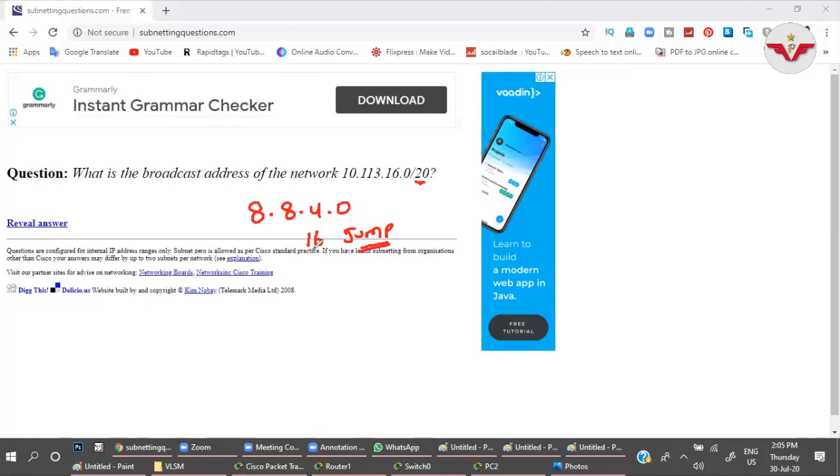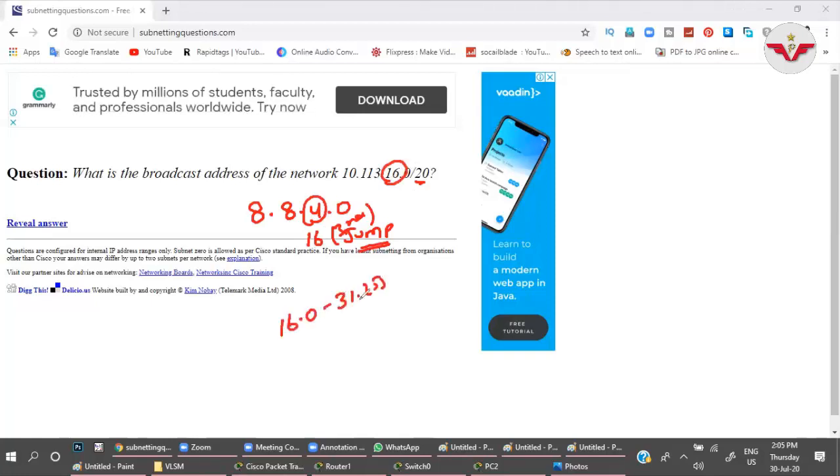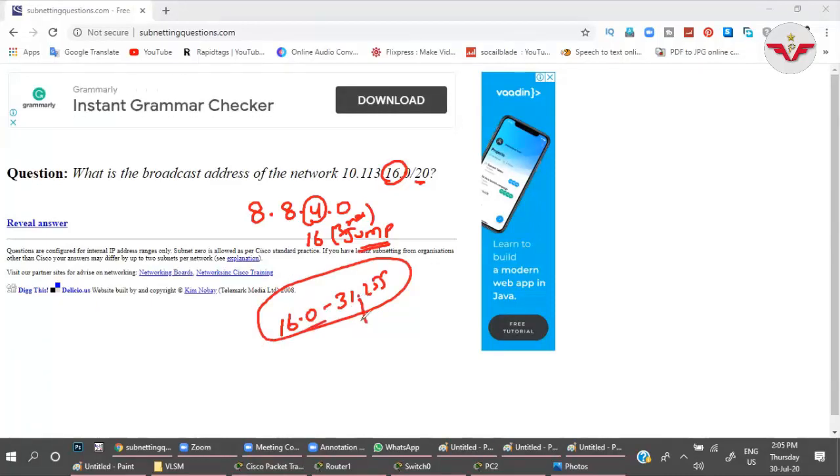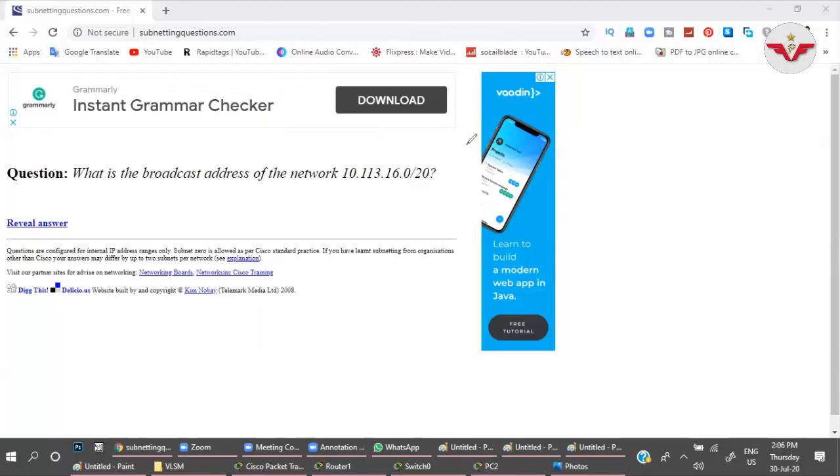Okay. So we have a jump of 16 in which octet? Third octet, right? So in the third octet we have 16. So that network will be from 16.0 to 31.255. So for that network, what is the broadcast address? 31.255. Correct? Boris, Messi? Correct, sir. So just try to eliminate the unnecessary calculation. Do it as early as possible.